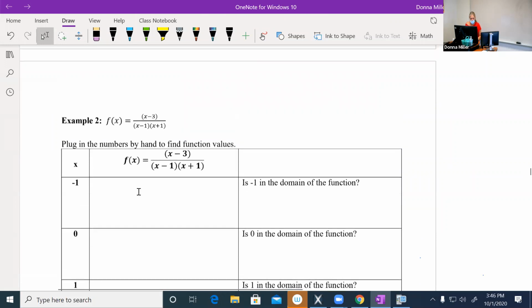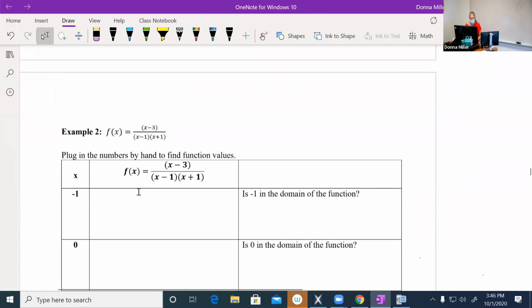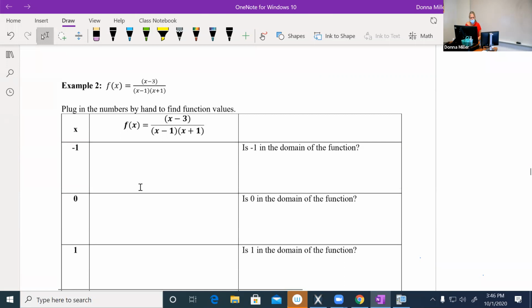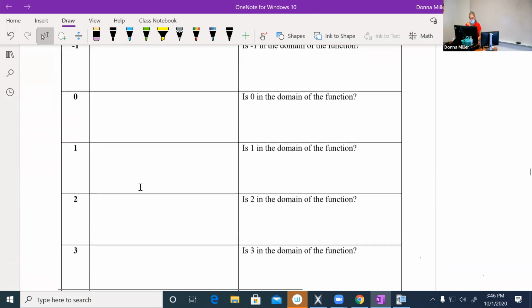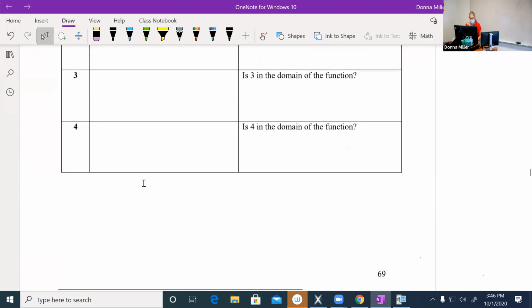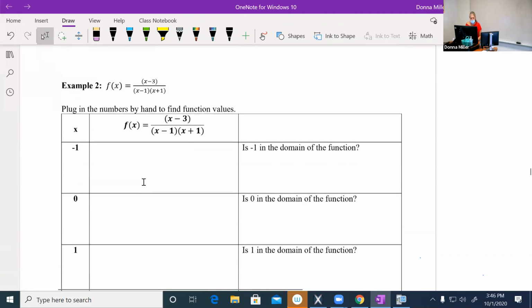All right, so plug in the numbers by hand to find function values. Why would you do that? I would use a calculator. All right, well, we'll plug them in by hand. So you guys tell me, is -1 in the domain of that function? Can I get an answer? If I plug in -1, I get -1 minus 3 over -1 minus 1 times -1 plus 0 plus 1. Right? You see what's going to happen?